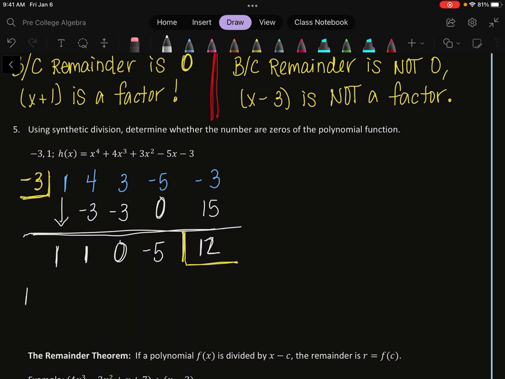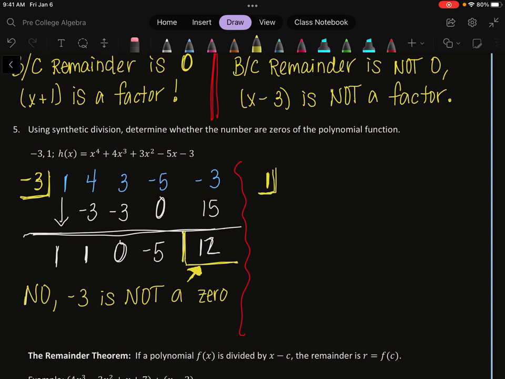So, no. -3 is not a 0. And that's solely because of this. Our remainder is not 0. Okay. All right. Let's do the next one. So you see, the synthetic division is so much easier than that long division silliness.